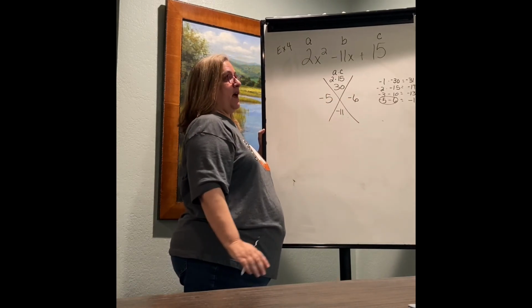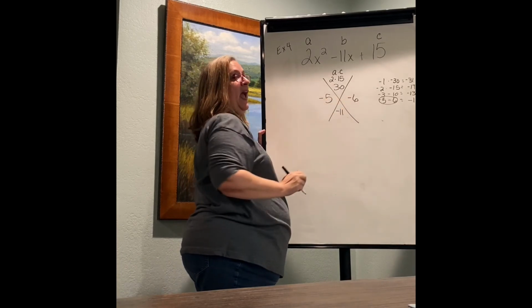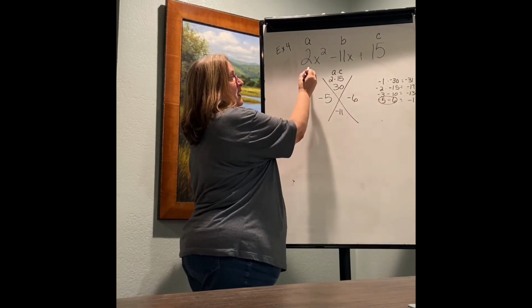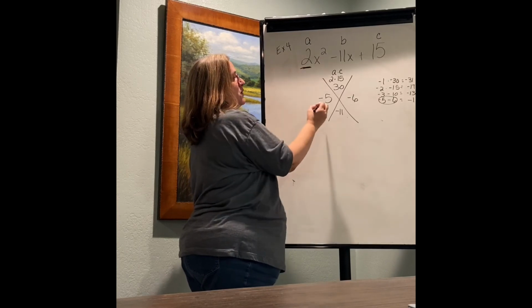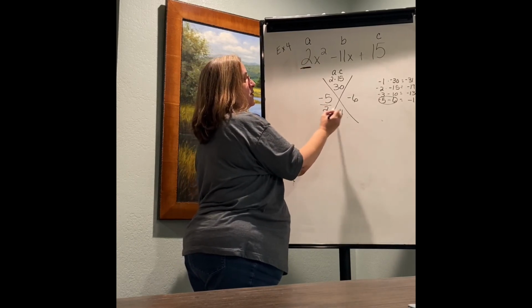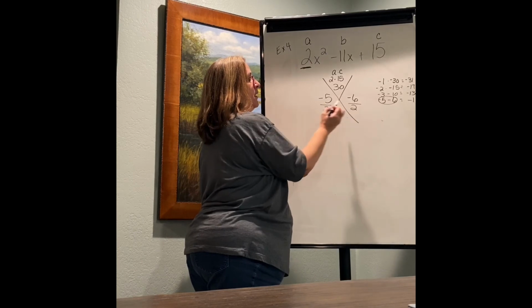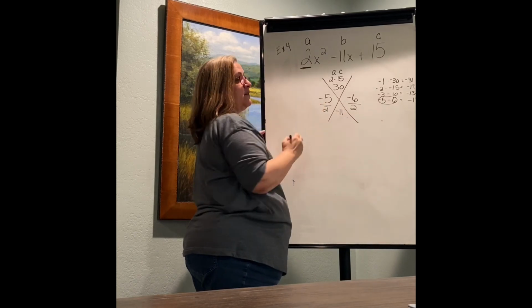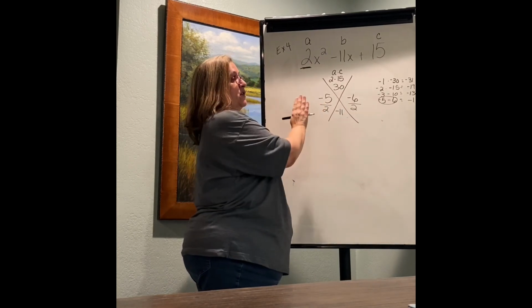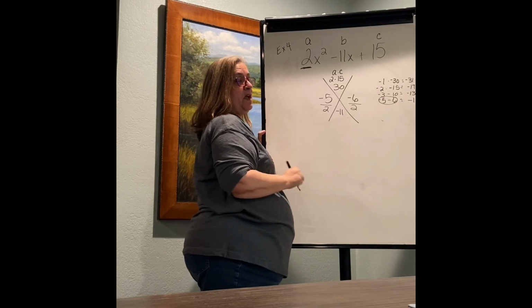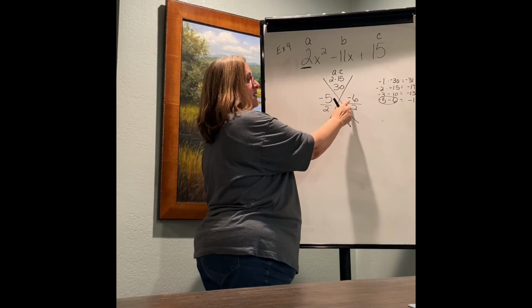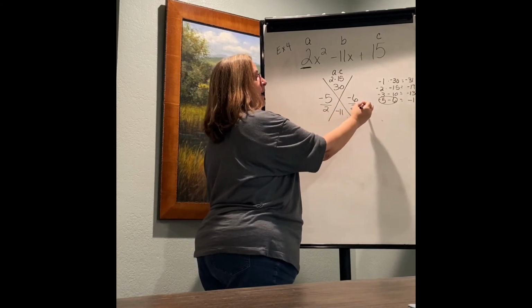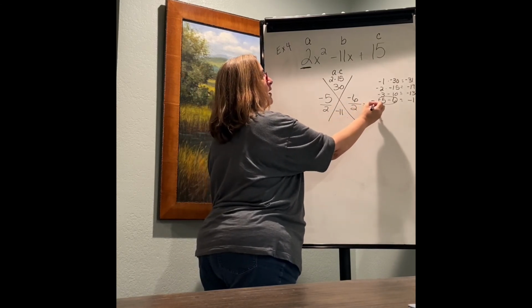And then my next step is to take my two factors and divide them by my leading coefficient. And my leading coefficient is 2. So I'm going to divide both of these factors by 2. Negative 5 divided by 2 gives me a negative 2.5. So I'm just going to leave it as a fraction. And that is in its simplest form. Negative 6 divided by 2 is negative 3.